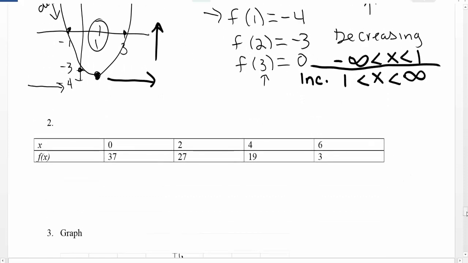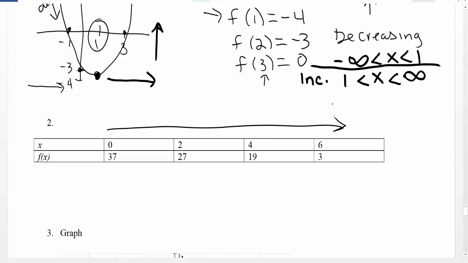So if we want to look at where a table is increasing or decreasing, again, we're considering what happens as x gets bigger. The way that tables are set up are increasing values of x. So it's already set up for us to analyze where it's increasing or decreasing because the x values are lined up sequentially getting bigger. So what we need to do is consider what the y values are doing. So my first y value is 37, then 27, then 19, then 3. So those values are continually going down.